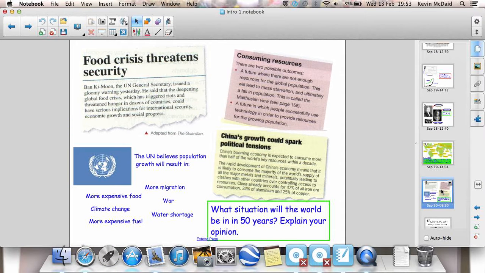So the key thing is, we don't know what the situation will be in 50 years' time, but an exam question may be for you to give your opinion, explain your viewpoint. Okay, so there's lots of different bits of information and data and evidence that you can use, not only from this lesson, but looking further on the internet at the BBC Bitesize website, and further on from that with your research.